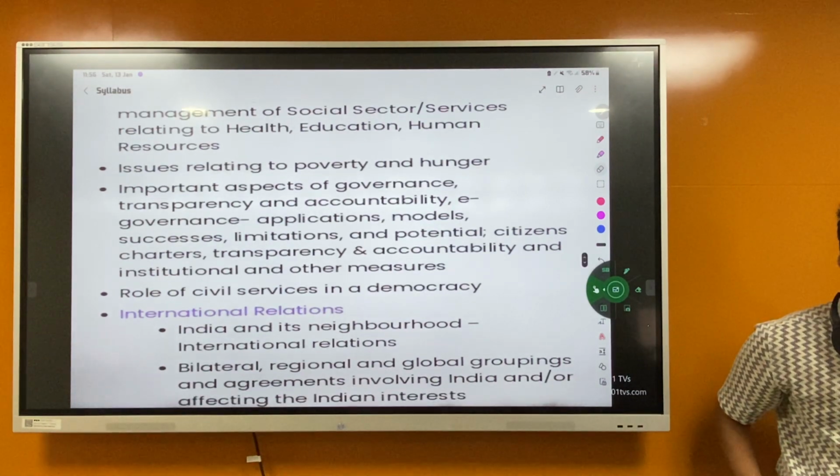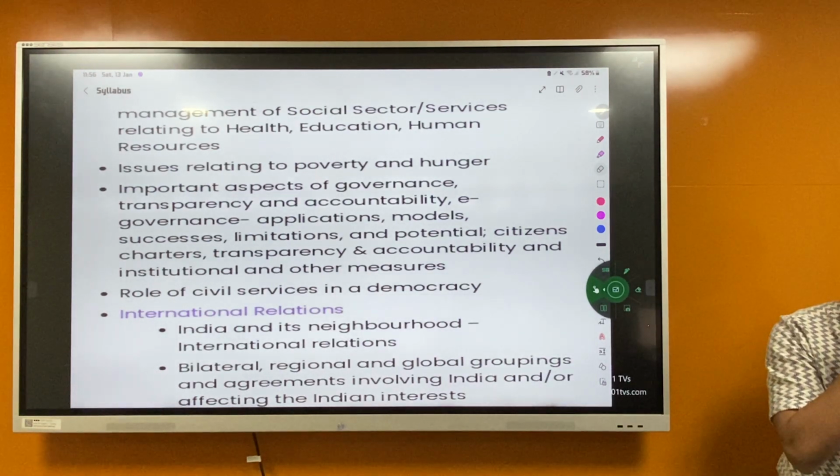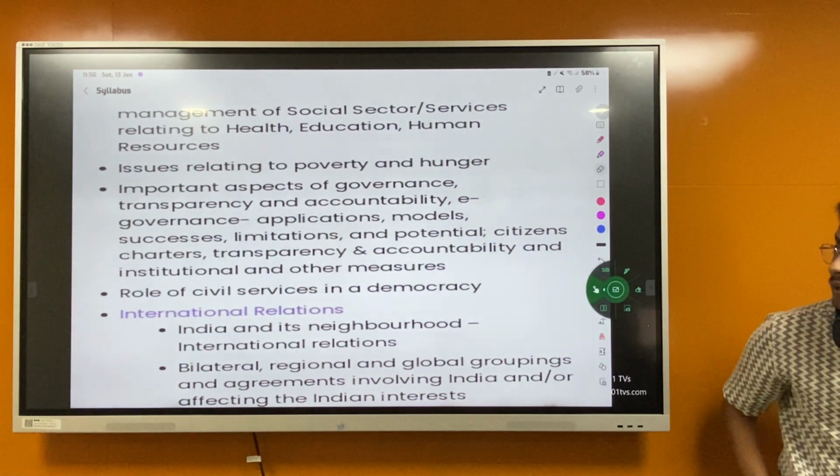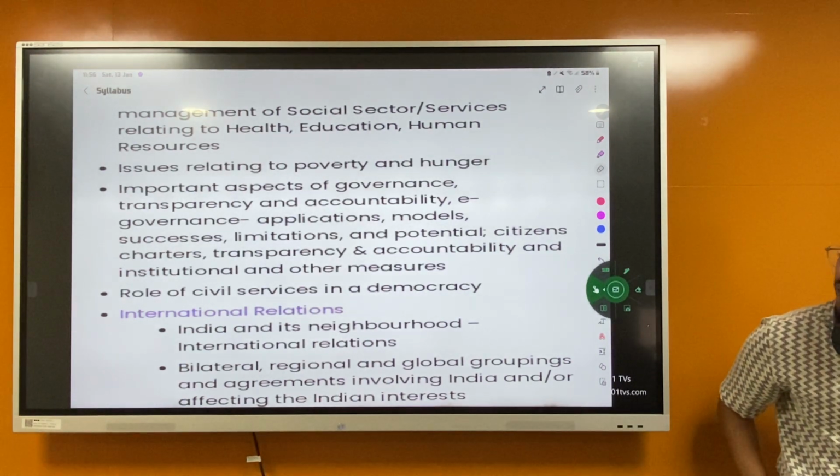Next, important aspects of governance, transparency and accountability. E-governance, application, models, successes, limitations and potential. It's a big topic. It's all related to governance and e-governance.